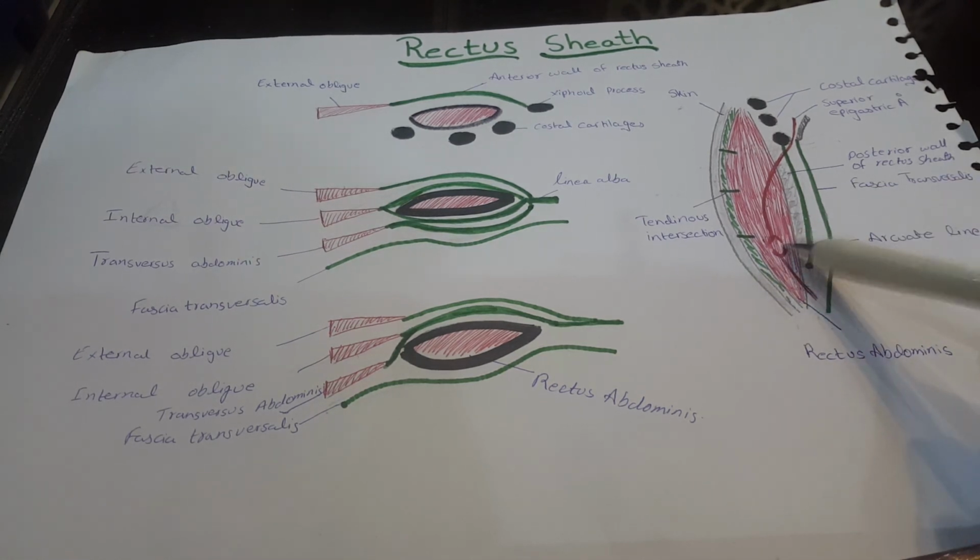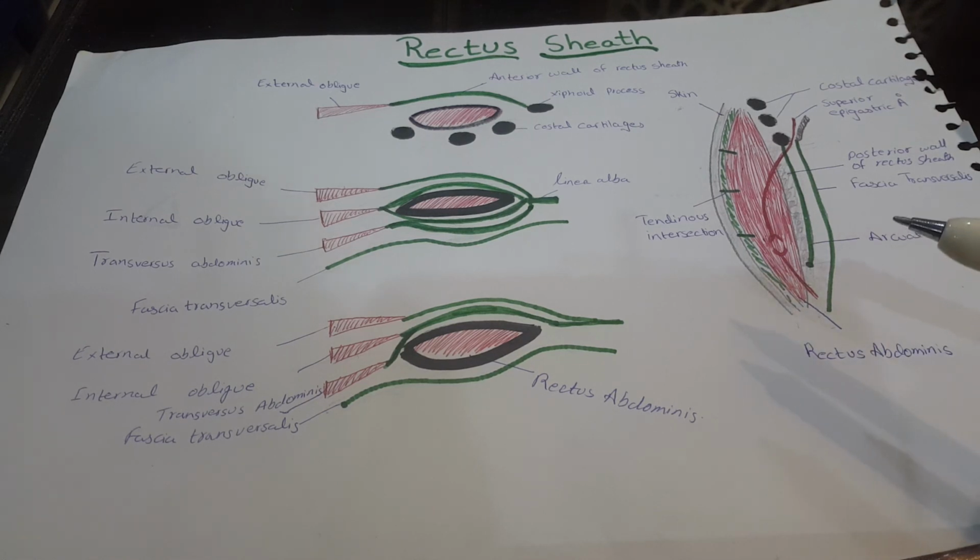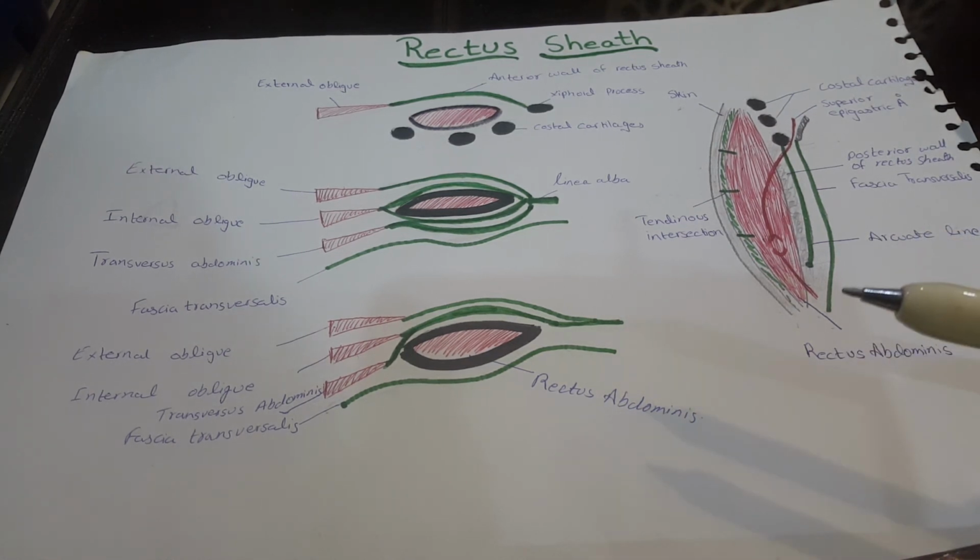So rectus sheath basically maintains the strength of the anterior abdominal wall. It gives strength to the anterior abdominal wall.